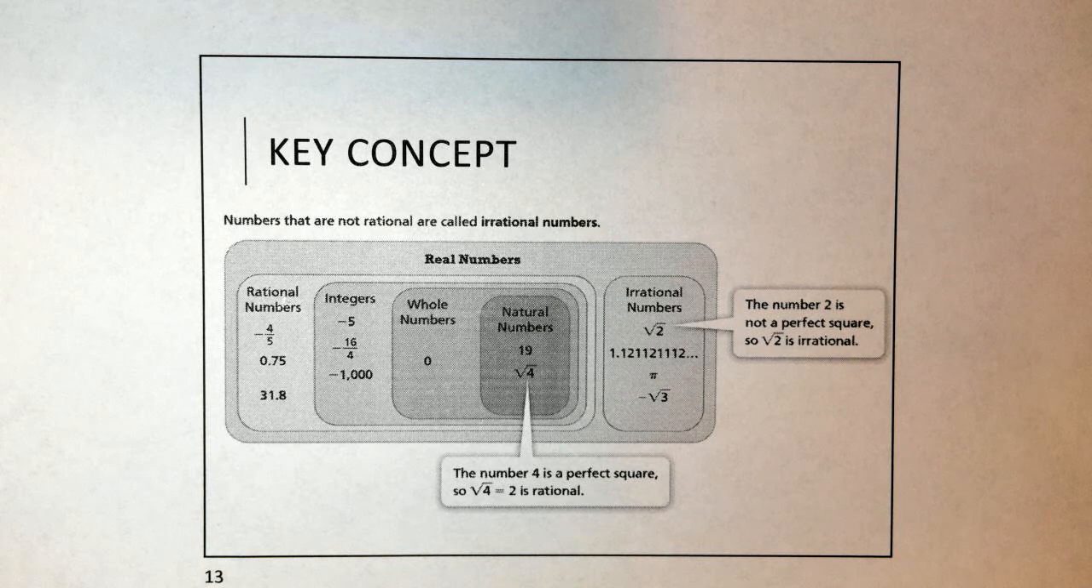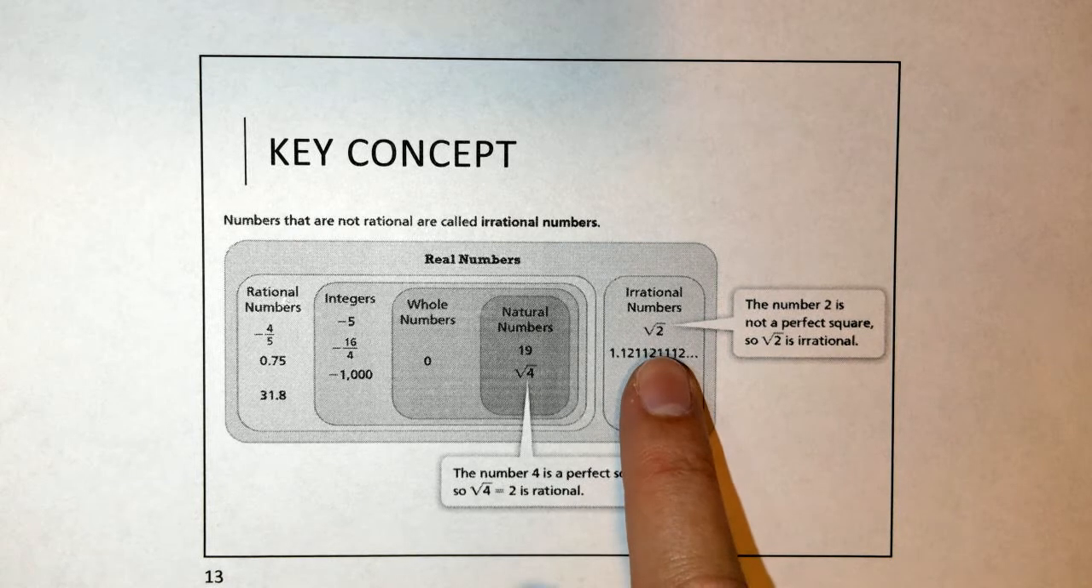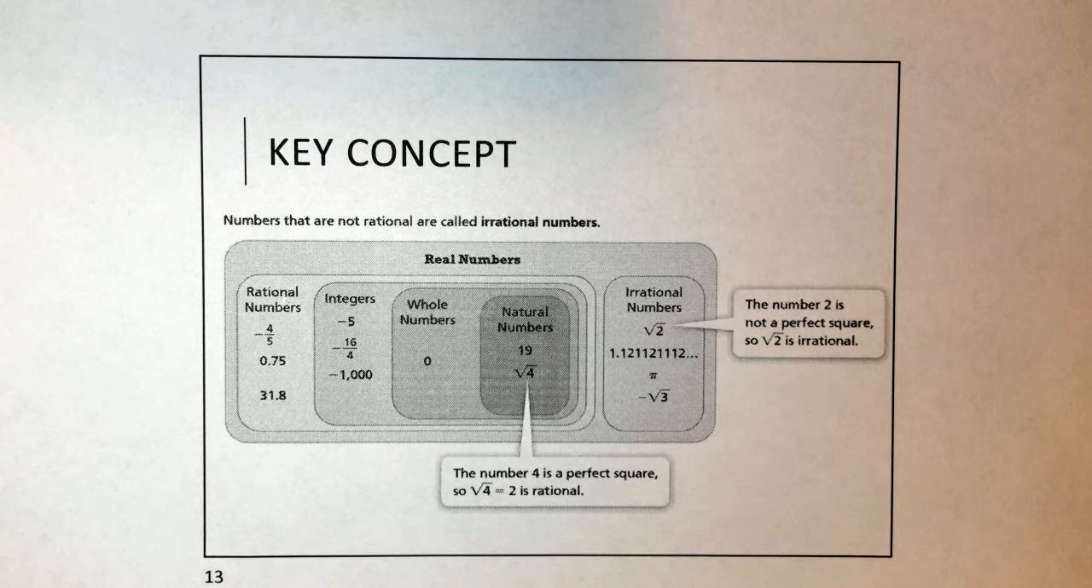And then we also looked at square roots. Square roots that are irrational are not perfect squares. So an example here is the square root of 2. 2 is not perfect, so it can't be simplified. So it would be considered irrational. Okay?